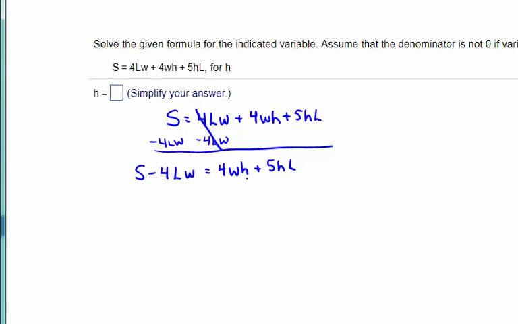So the next thing I'm going to do is, on these two terms on the right where we have the H's, go ahead and factor out an H out of those two terms. In other words, I'm going to pull an H out of this first term, and that is going to leave me a 4W. And when I pull an H out of the second term, that's going to leave me a 5 and an L.